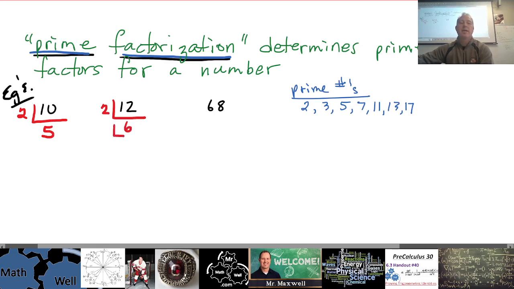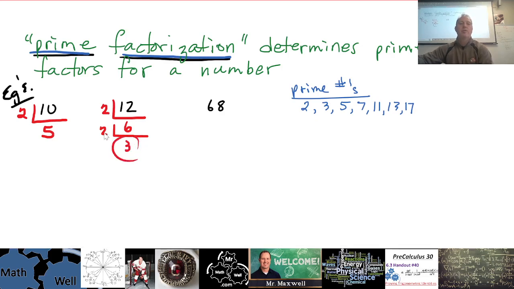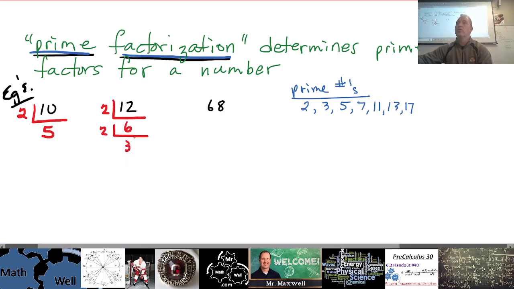Now we do this process again. Can 6 be divided by 2? Start small, yeah. And what's the result when you do 6 divided by 2? 3. So because we have a prime number in this position right here, then I can stop, and 2 times 2 times 3, those are the prime factors.